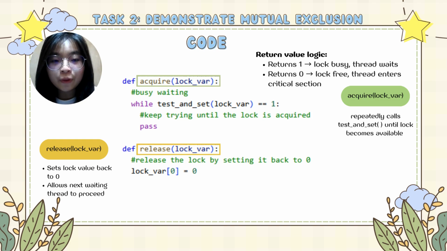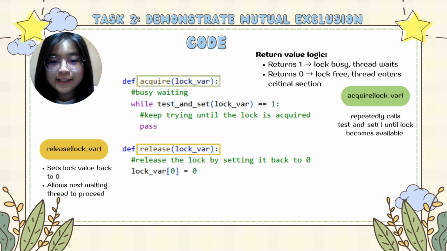In task 2, we demonstrate mutual exclusion. Here we have two key functions, acquire and release. The acquire function repeatedly calls test and set in a loop until the lock becomes available. If test and set returns 1, the lock is busy, so the thread must wait. When it returns 0, the lock is free and the thread can enter the critical section.